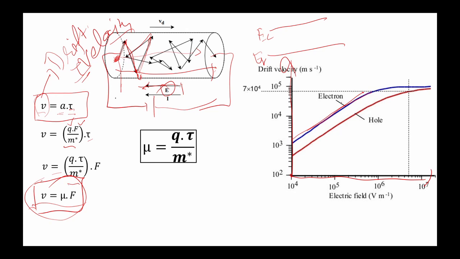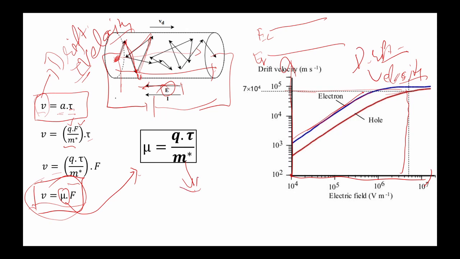This is the region before the velocity saturation regime. This we call the saturation velocity, the drift velocity saturation actually. And from this we got the mobility. The mobility is equal to charge times tau divided by m star, and this m star is not a normal mass.